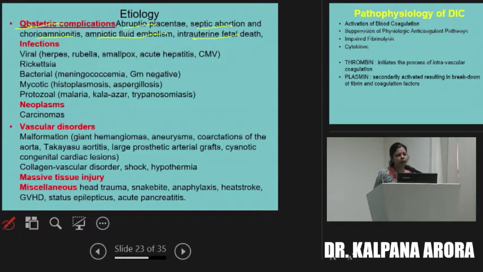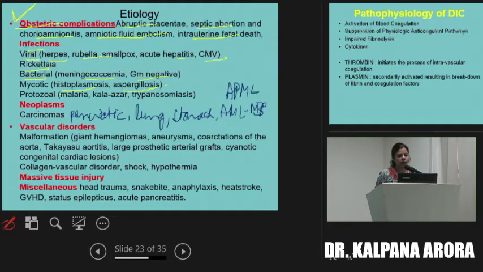Then it can be seen following certain infections, like viral infections such as herpes, rubella, smallpox, acute hepatitis, and CMV. It can be seen following rickettsial infection, and bacterial infection like meningococcemia and gram-negative bacilli. Then fungal infections like histoplasma and aspergillosis also lead to the development of DIC. Then neoplasms, that is pancreatic neoplasm, lung neoplasm, stomach neoplasm, and also AML M3 or APML, cause this DIC.